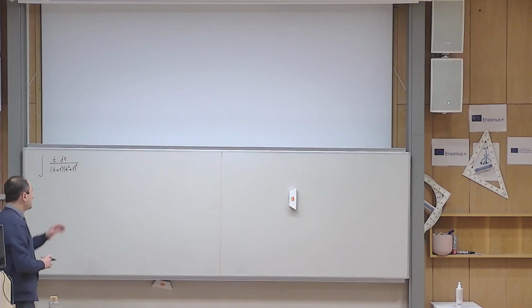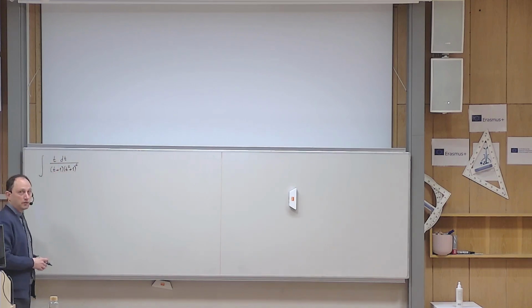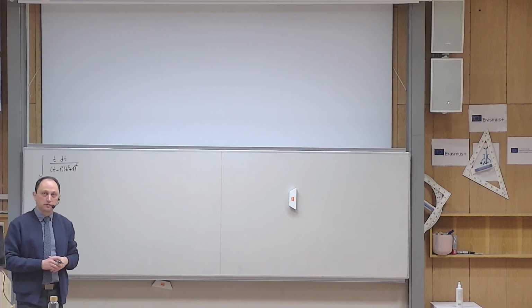Okay, now let us solve the problem. The integrand that you see here is a rational expression, and the degree of the numerator is 1, the degree of the denominator is 5, so everything is in order. I can immediately start the method of partial fractions.